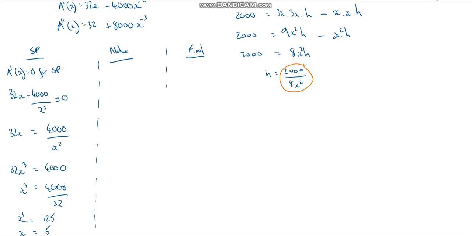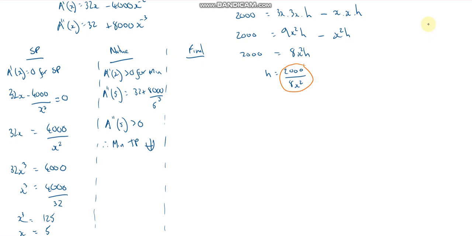Let's just double check though that it is in fact a minimum turning point. So for a minimum turning point, my A double dashed is going to be greater than 0. That's why I like this rather than doing the nature tables. Let's sub it in. A double dashed of 5 is going to be equal to 32 plus 8000 divided by 5 cubed. Now you can work that number out in the exam, but for time I'm just going to say A double dashed 5 is definitely going to be greater than 0, so therefore it's a minimum turning point, and I would just draw in the little shape as well. So at x equals 5 we've got a minimum turning point.